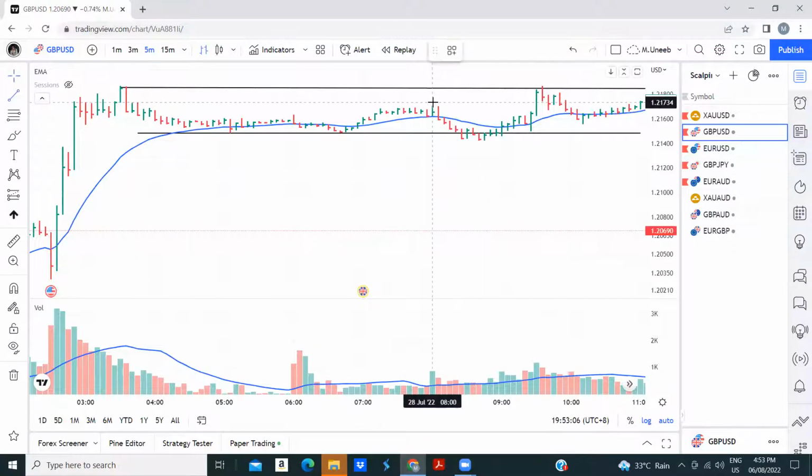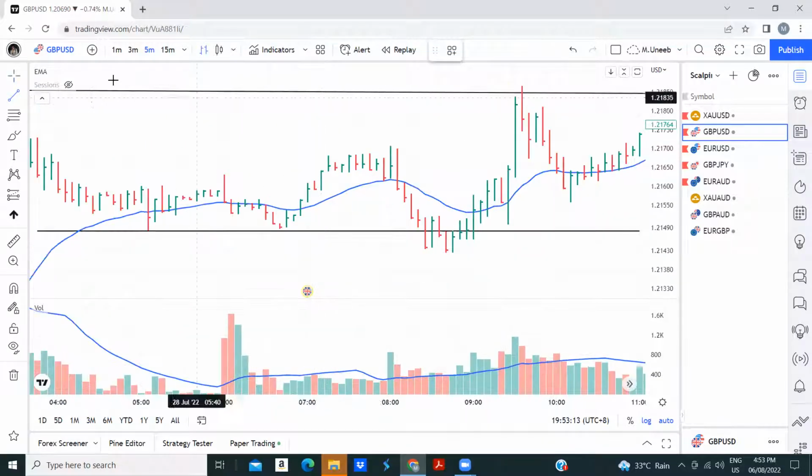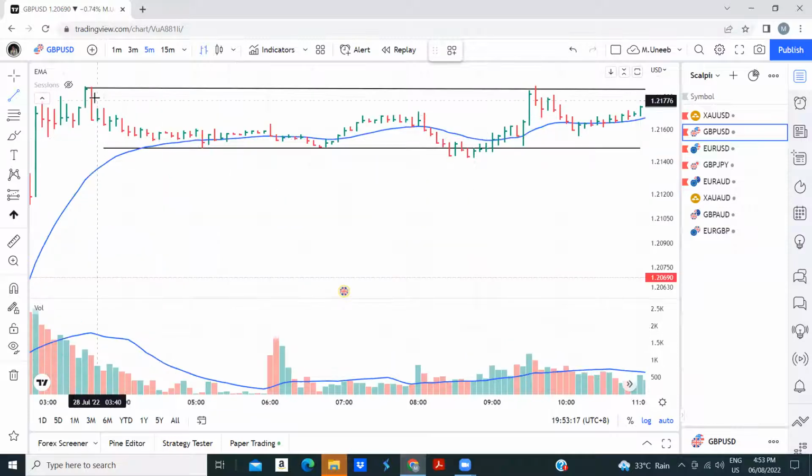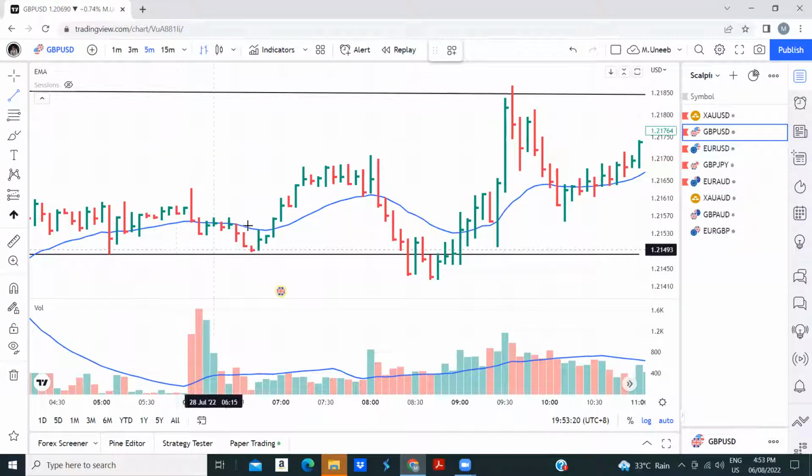So just before London Open, what do we see here? That we are just having this kind of structure here. The price is coming down, the price is going up. Can you draw a structure here? There's no need for that, right?